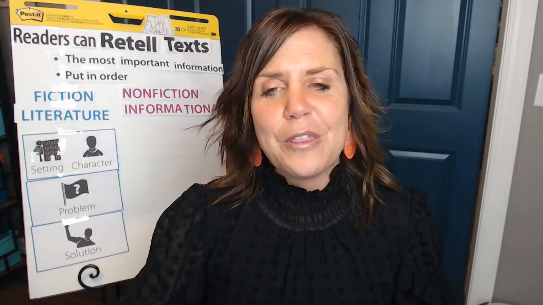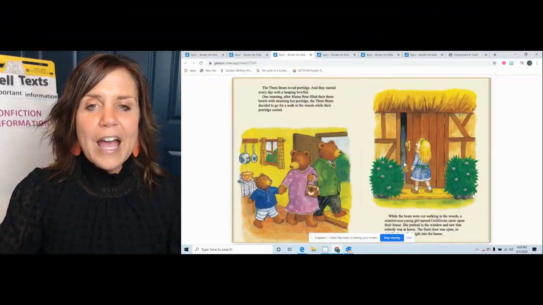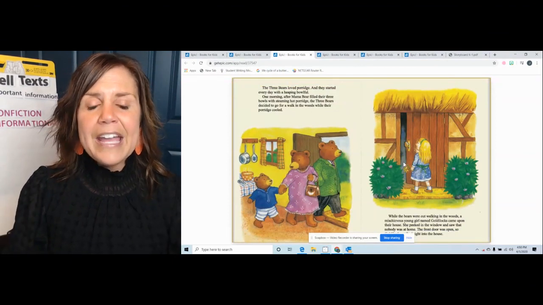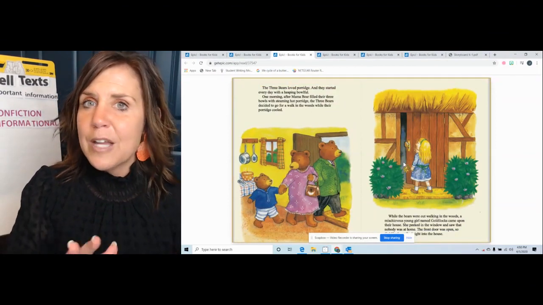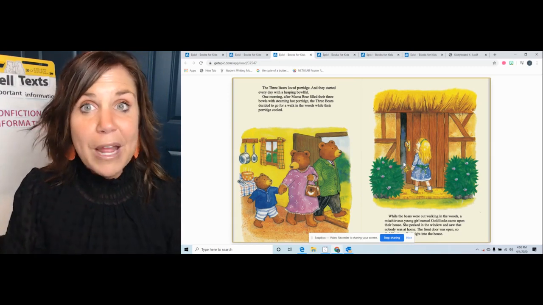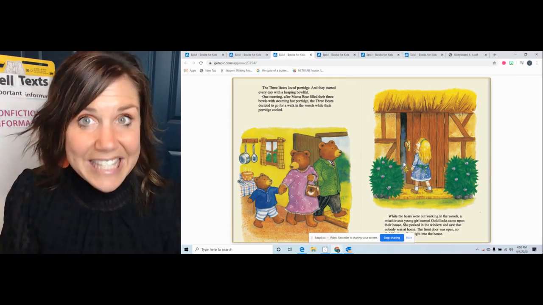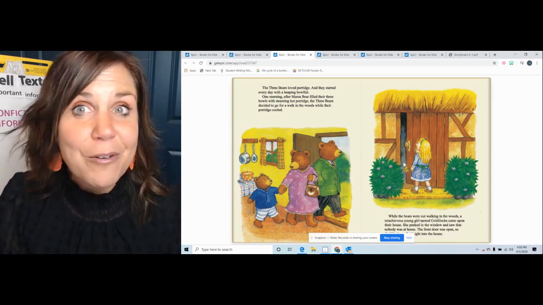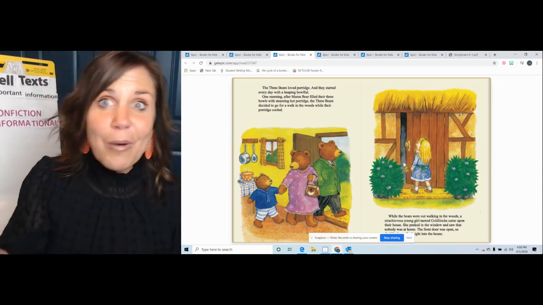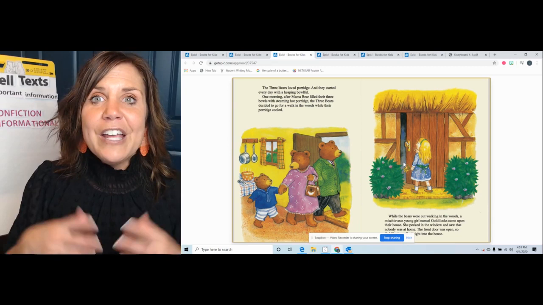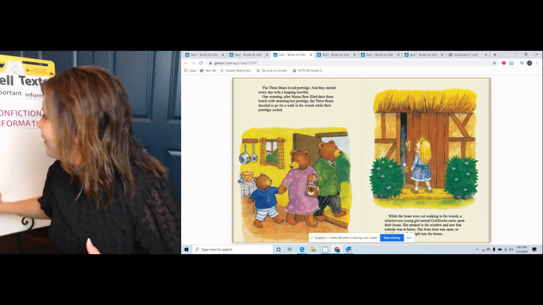You know Goldilocks and the Three Bears, right? So I put a link to Epic on here of the Goldilocks and the Three Bears story. And you can go back, and I picked stories that could be read to you because I know these books have a lot of words. So you can listen to the story, or your parents can read it to you, or an older brother or sister, and then retell it using these parts.